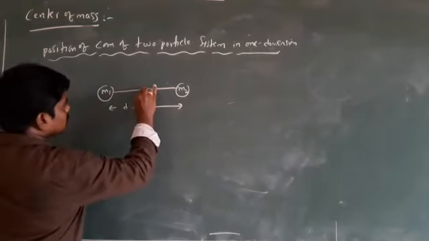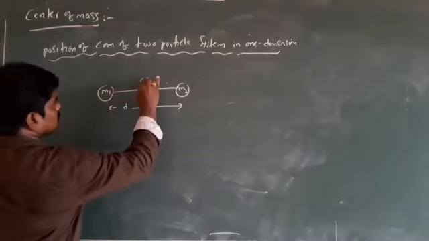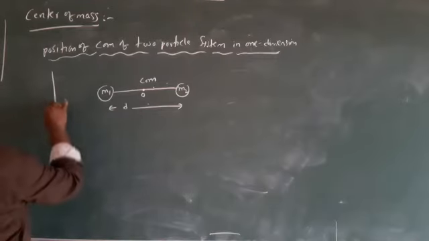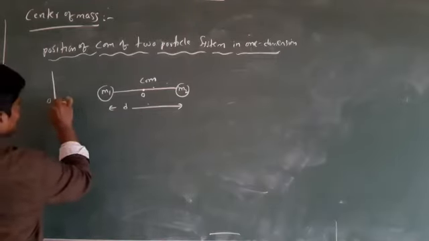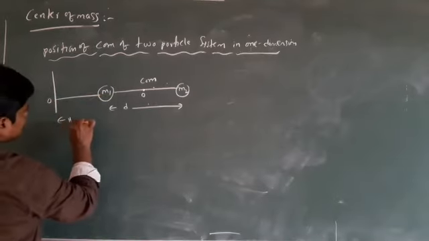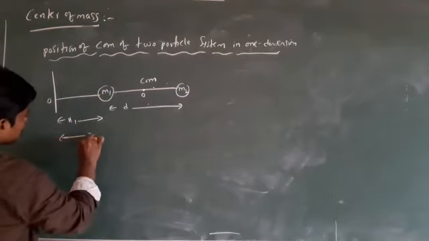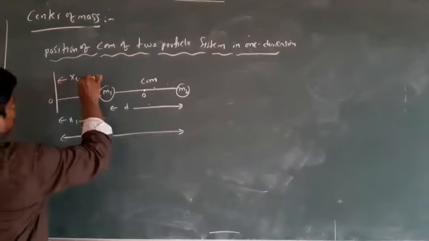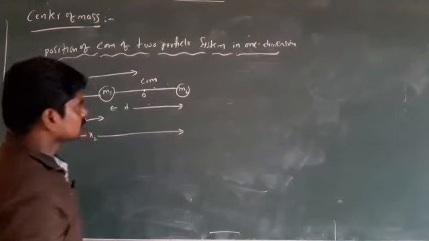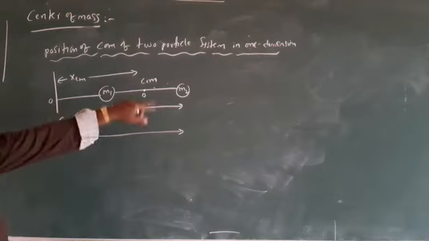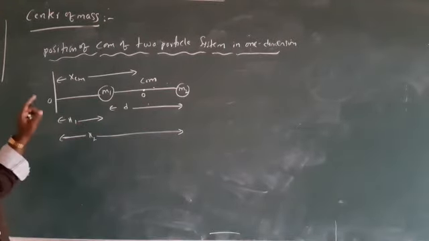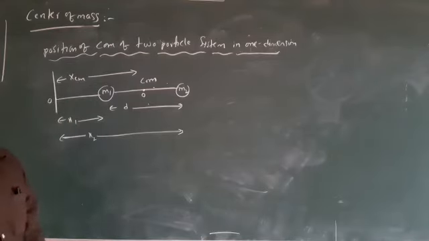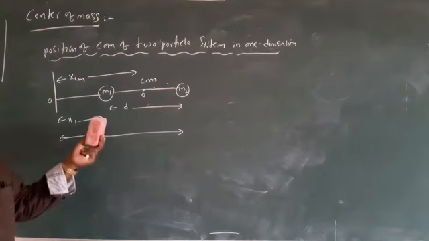Now, let O be the common center of mass of this two-particle system. Consider this as the origin. Let m1 be at a distance x1 from the origin, and m2 at a distance x2 from the origin. The distance of the center of mass from the origin, let it be xcm. Here x1, x2 are the distances of the particles m1, m2 from the origin of the coordinate system. Here the two particles are only along the x-axis. That's why this is said to be one dimension.